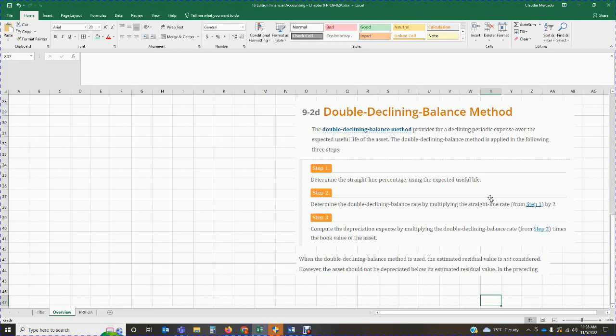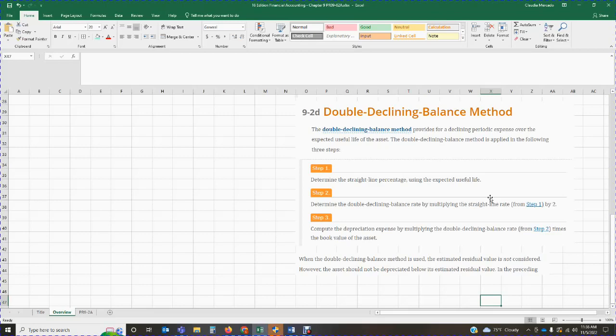For step number 1, you're going to determine the straight line percentage using the expected useful life. Step number 2, you're going to determine the double declining balance rate by multiplying the straight line rate by two, and then you're going to compute the depreciation expense by multiplying the double declining balance rate times the book value of the asset. Now very important when we are using the double declining balance method, the estimated residual value is not considered. So the basis is always going to be the cost.